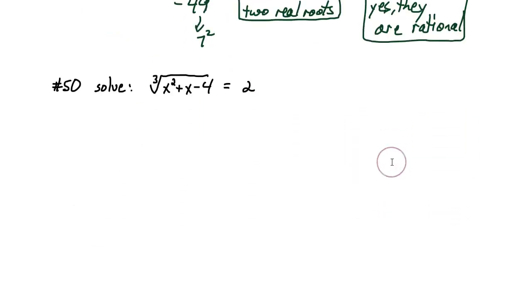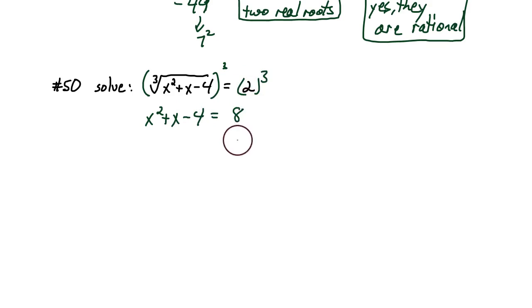Number 50, we're asked to solve the equation. Well, the letter x is trapped inside of a radical. We need to do something that will remove the radical. How do you remove the cube root? You do cubing. Cubing is the opposite thing of cube root. If you raise this to the third power, you get the radicand. And on the right side, 2 to the third power makes 8.